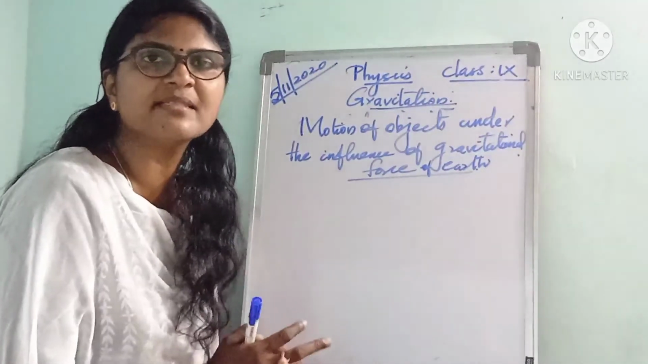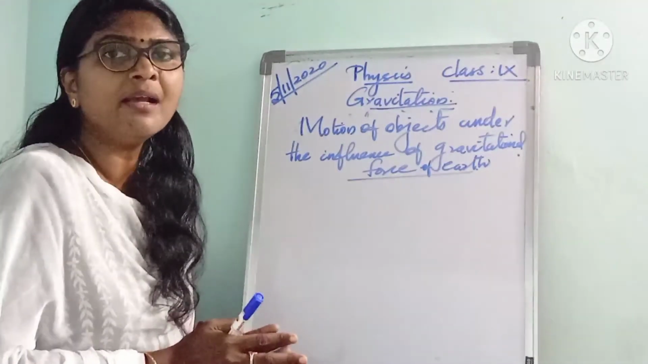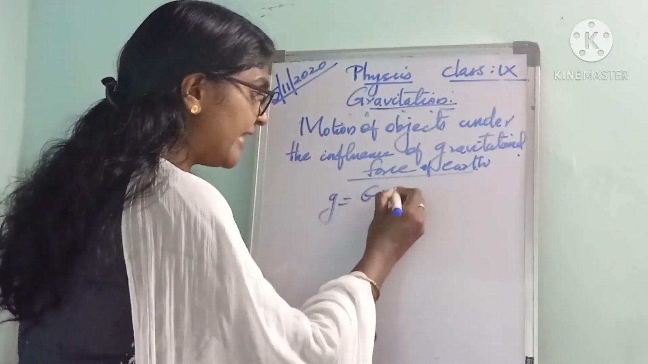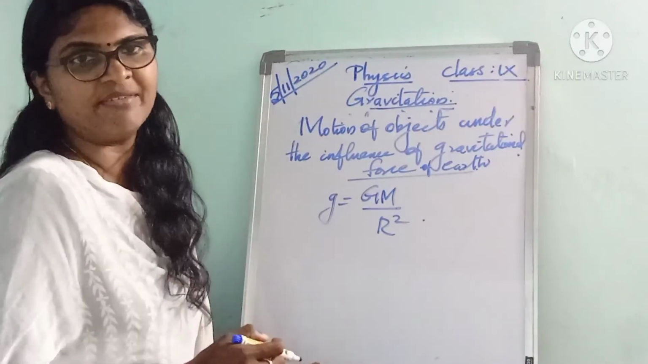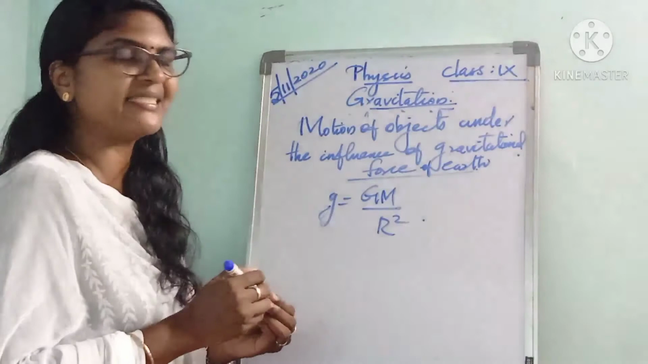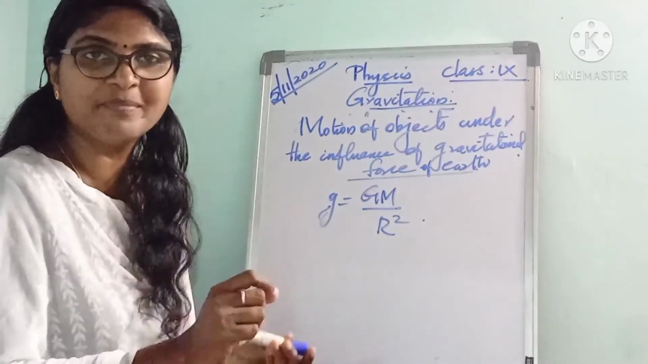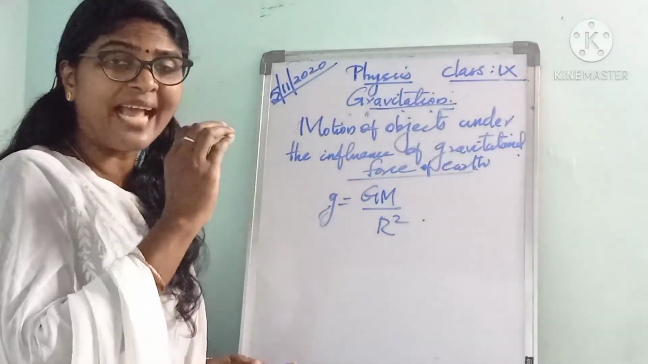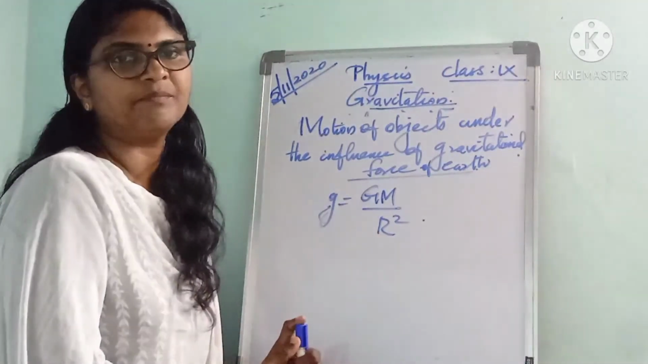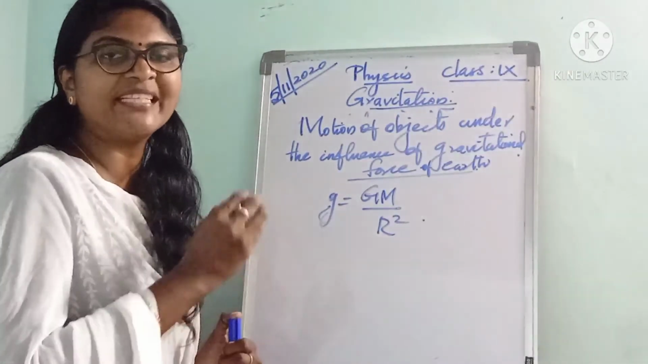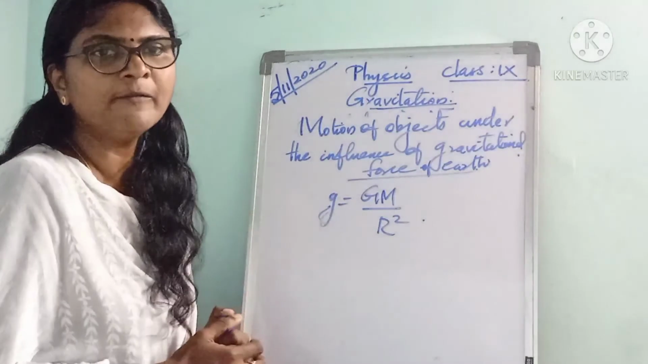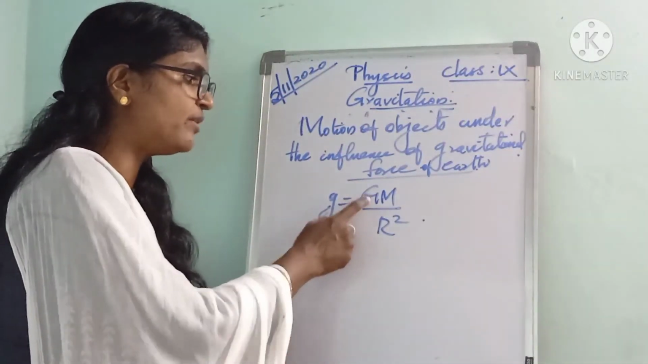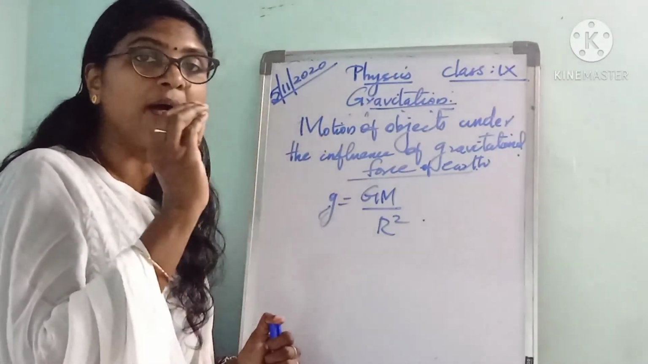Also, we know that an object experiences an acceleration during free fall. During free fall, the object experiences acceleration due to Earth's gravitational force, and that acceleration is given by g = GM by r square, which we already learned. This is the acceleration due to gravity. Here it is clear that the acceleration due to gravity is independent of the object's mass. Here capital M stands for the mass of Earth. So the acceleration does not depend on the mass of the object. This means that all objects, whether hollow or solid, big or small, should fall at the same rate. From the equation g = GM by r square, the acceleration does not depend on the object's mass.